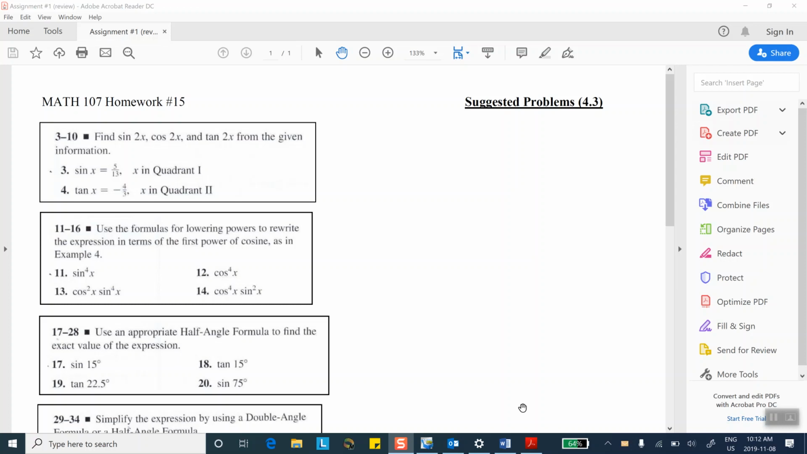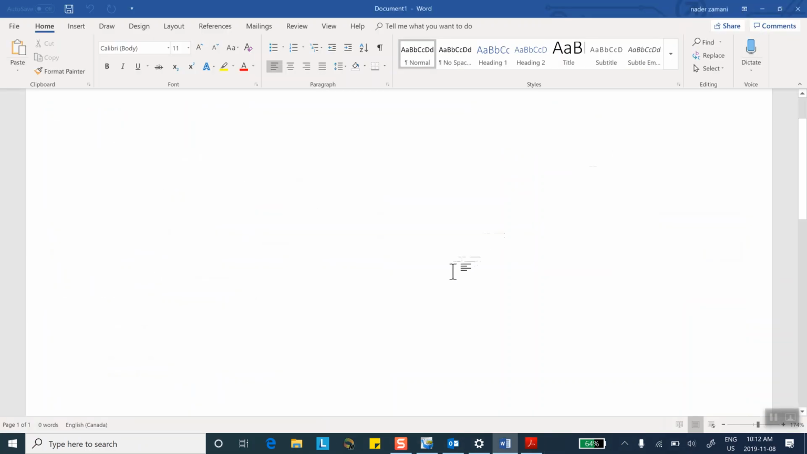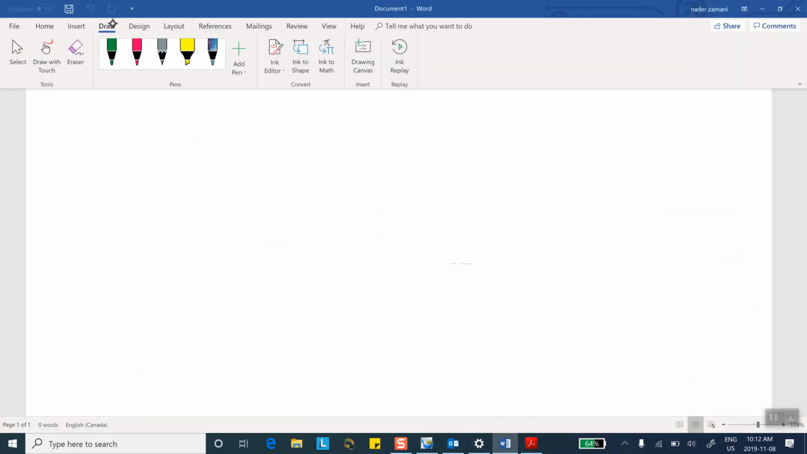Okay? So let's start with number 3 here. It says to find sine 2x, cosine 2x, and tangent 2x, assuming that you know that sine of x is 5 over 13 and x is in quadrant 1. Okay, so it is obvious that we need to use the double angle formulas.